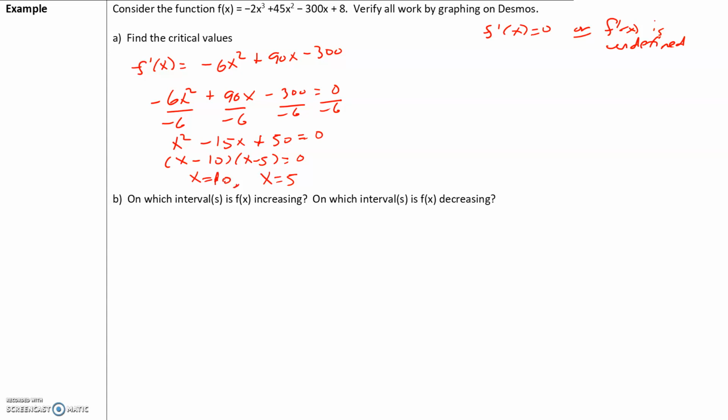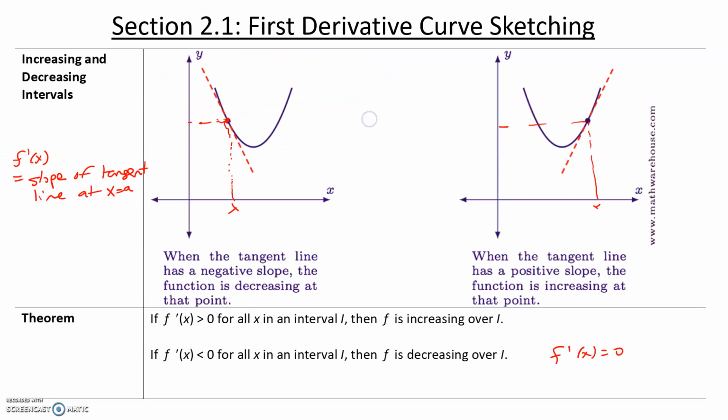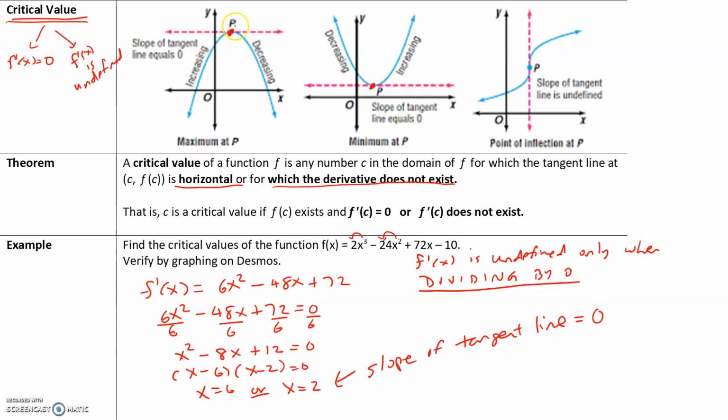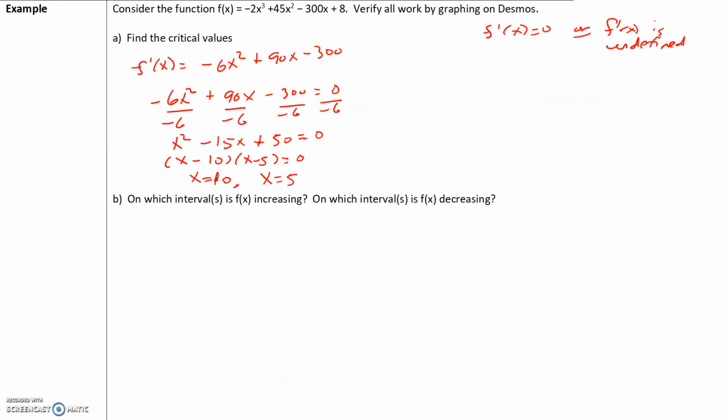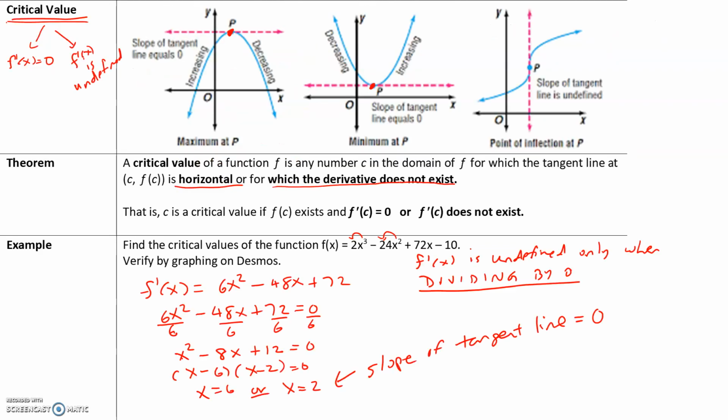Now look at what's happening at the critical values. If you go back, the function goes from being increasing to decreasing, or from being decreasing to increasing. That's why the critical values are critical or important, because at these values, the function changes direction. The next part asks, on which intervals is f of x increasing, and on which intervals is it decreasing? On one side of the critical value, the function will be increasing. On the other side, it'll be decreasing. So we have to figure out where it is increasing and decreasing.